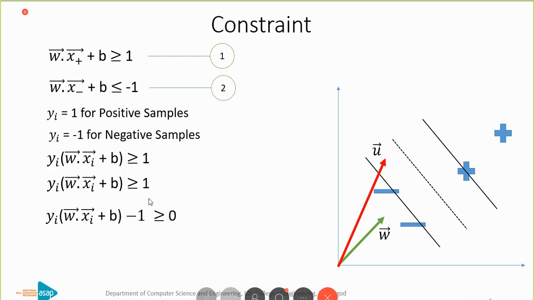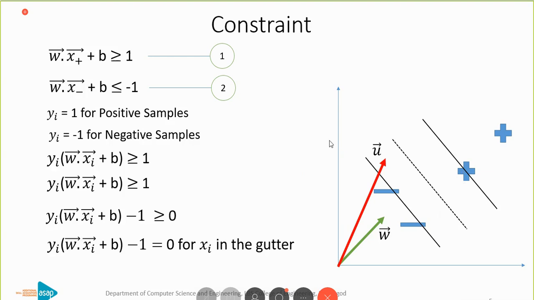So I'm taking that 1 to the left side and just rewriting my equation. So it will be yi into (w dot xi plus b) minus 1 greater than or equal to 0. I'm just rewriting the equation. Now, if the value of this constraint is equal to 0, that means the vector is in these gutters. Later we will come to know that they are your support vectors. So this is the constraint we have now.